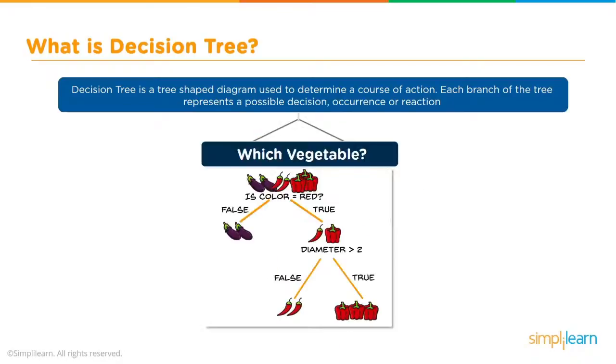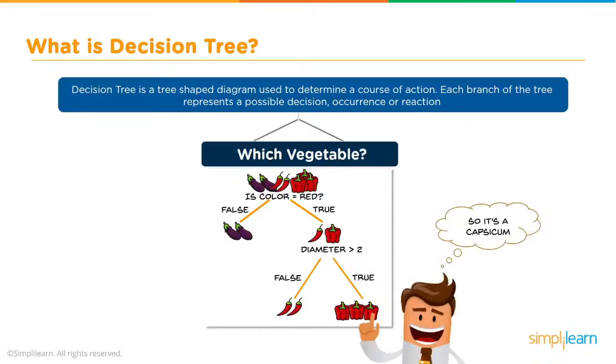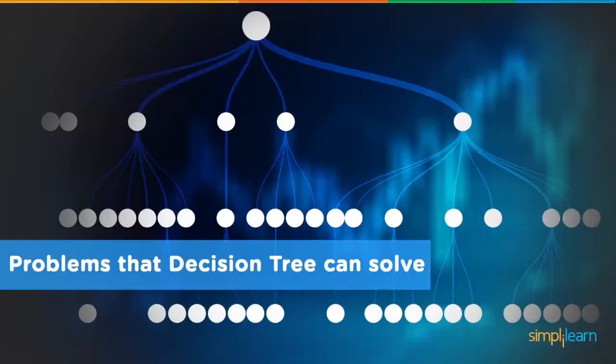So we have this group of vegetables in here, and we can start off by asking a simple question, is it red? If it's not, then it's going to be the purple fruit to the left, probably an eggplant. If it's true, it's going to be one of the red fruits. Is the diameter greater than 2? If false, it's going to be what looks to be a red chili. And if it's true, it's going to be a bell pepper from the capsicum family. So it's a capsicum.